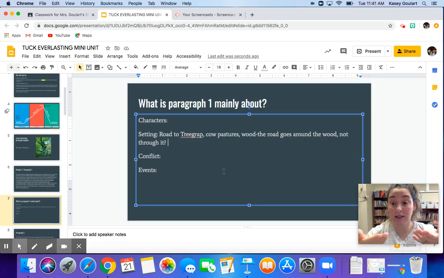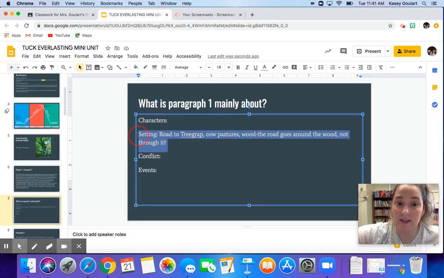Because that would make sense, wouldn't it? If you're already leading up to a forest, why then would you not continue the road through the forest? There could be a number of reasons, but that's odd to me. Have we been introduced to a main conflict of the story? No, we don't even know characters yet, so we can't have a conflict at this point. Events, nothing really that hasn't been discussed already in the setting.